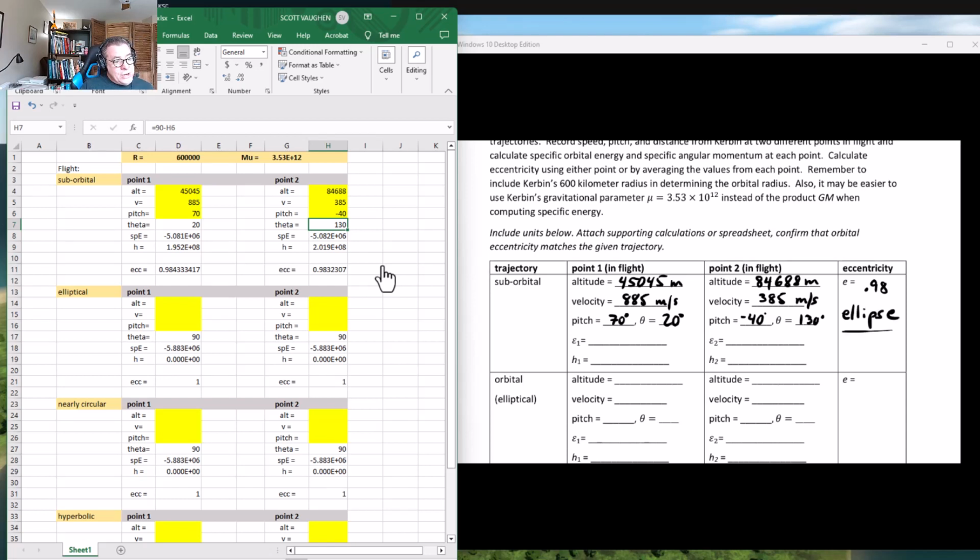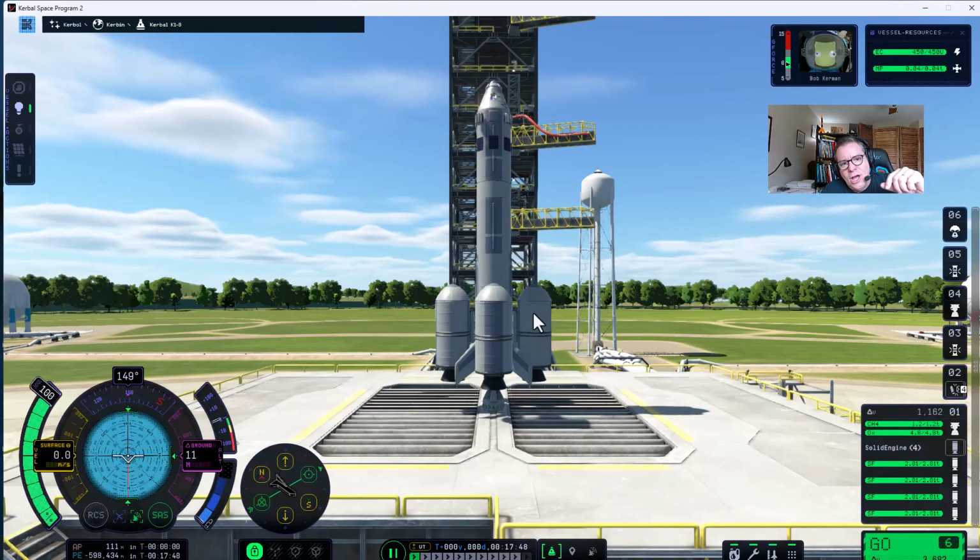Okay, so now we can do an actual orbit that is outside the atmosphere and take 2 points there and see how that goes. Are you ready, Bob? Let's go.